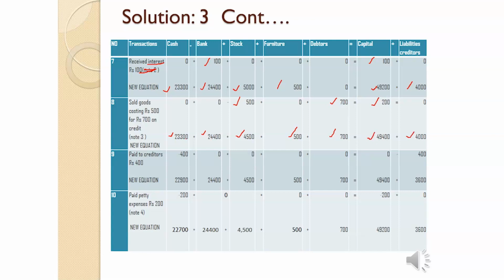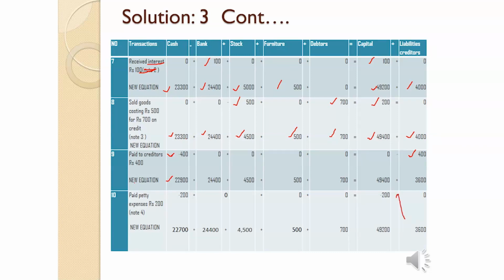Next transaction is paid to creditors rupees 400. So automatically the cash value decreased by rupees 400, and the creditors value decreased by rupees 400. So the liability decreased and cash will be decreased. So the net amount is 23,300 minus 400, 22,900. Here 24,400. Here 4,500. Next, 500, rupees 700, 49,400, 3,600.